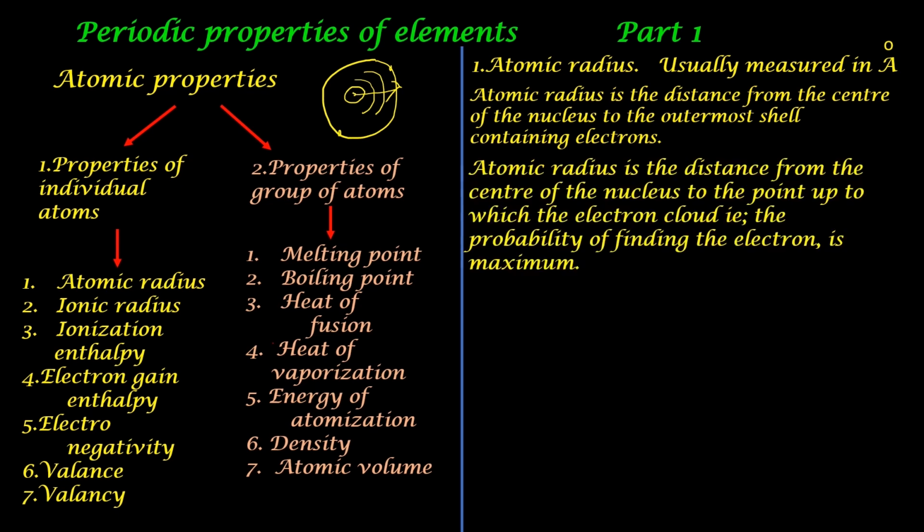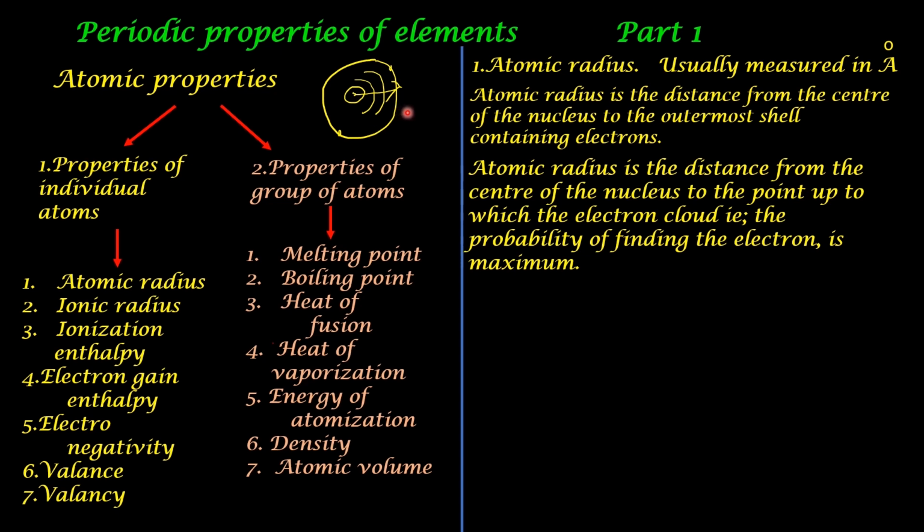It can also be defined as the distance from the center of the nucleus to the point up to which the electron cloud, that is, the probability of finding electron, is maximum. Both the definitions mean the same. The outermost shell that is shown in the diagram is really the electron cloud. The boundary is not sharp as is shown here. Usually, we represent this electron cloud as a line, a circle in the boundary diagram.